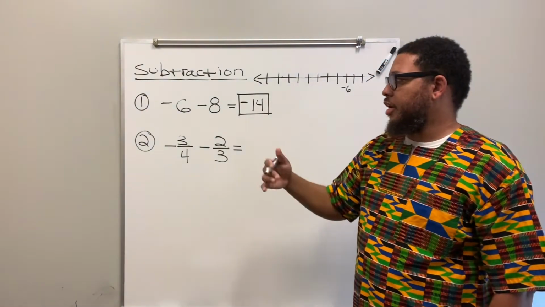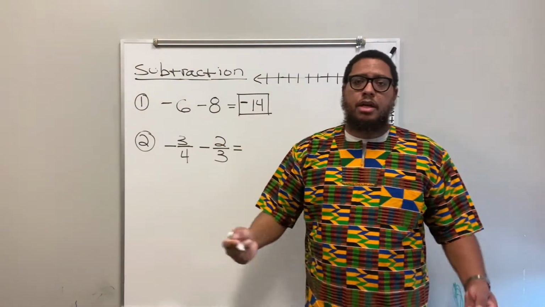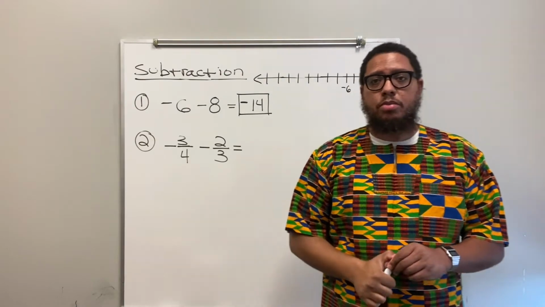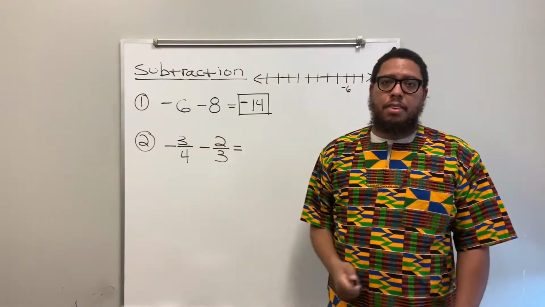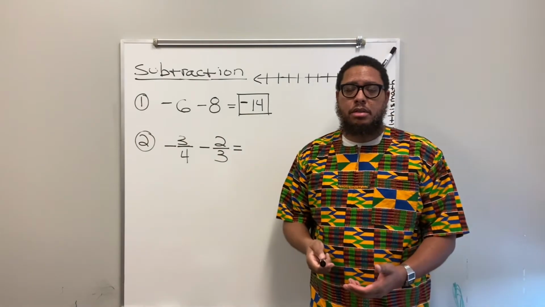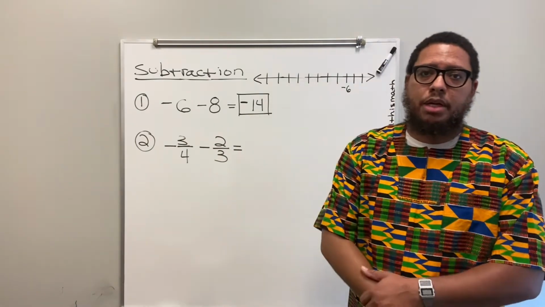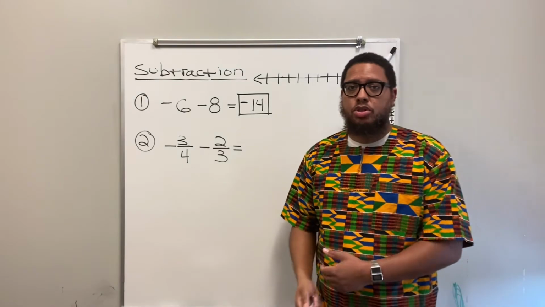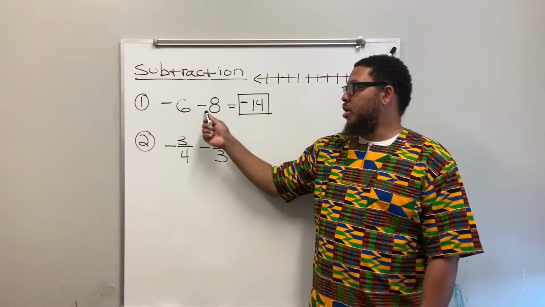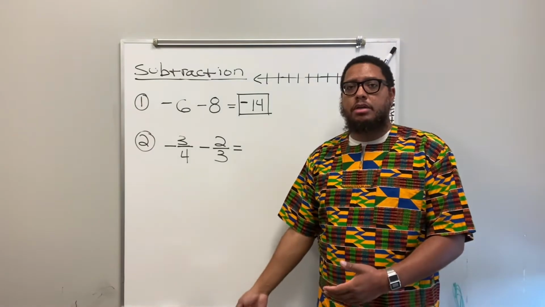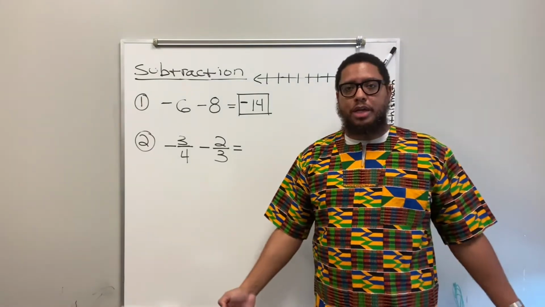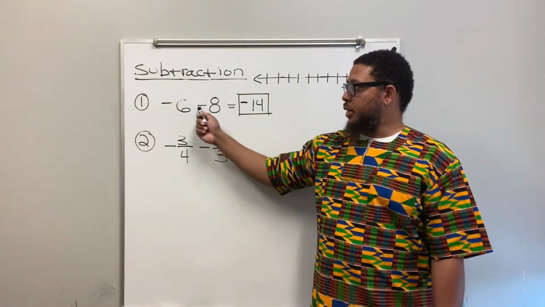Now, another way to think about this is negative 6. That might represent a debt that you owe. You might owe somebody $6, right? And then minus 8, minusing, meaning you borrow some more money. You're subtracting, so you're borrowing more money. So you're borrowing $8 now. You already owe somebody $6. Now you're borrowing $8. Now the question is, how much do you owe altogether? That's the way to look at this problem.